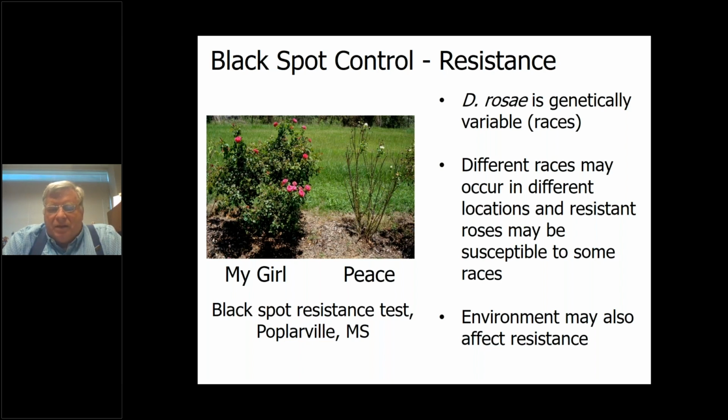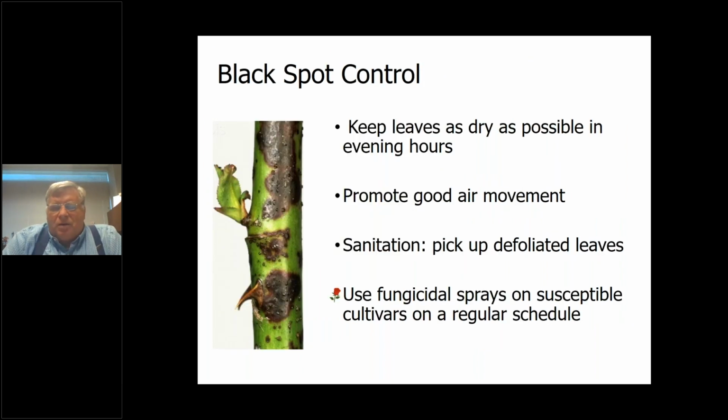So this is an issue. Some resistance, though, has held up very well, but it doesn't always hold everywhere. And that's just something we have to remember always about disease resistance. So here are those purple spots on the canes that you see on the left. So we want to keep our leaves as dry as possible.